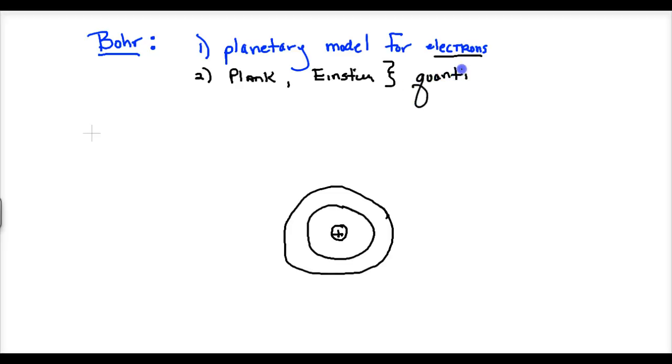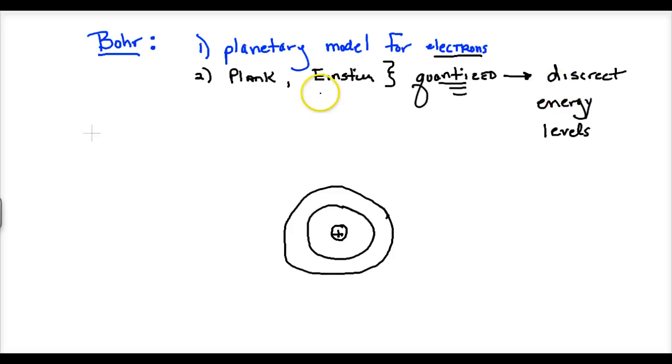And the idea that you're quantized means, and this is important, that the atoms or the matter they were dealing with had discrete energy levels. Meaning they could only absorb specific amounts of energy, nothing more, nothing less.